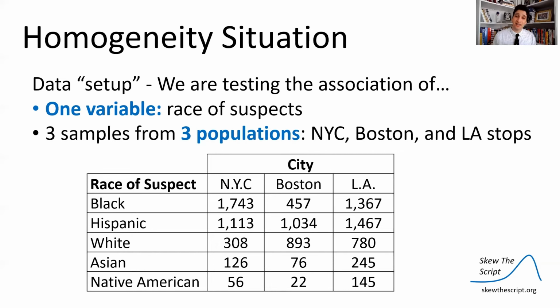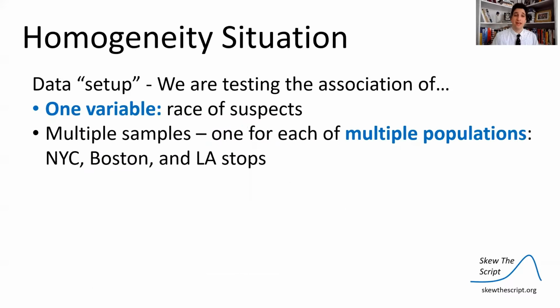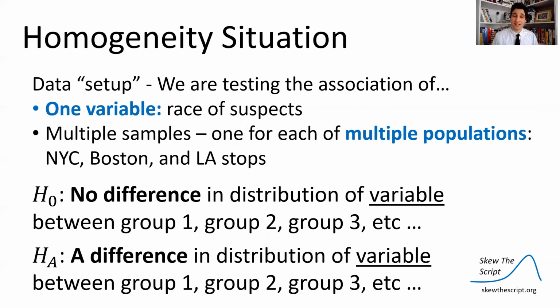Imagine we did a different study in which we're testing the association between the race of suspects stopped in different cities. So here we have one variable, which is the race of the suspects that police stopped in different cities, from multiple different samples from multiple different populations. We have a sample from New York City, a sample from Boston, and a sample from LA. So this is one variable, the race of the suspects, in 3 different samples. One variable, multiple samples: this is a homogeneity situation, not an independence situation.